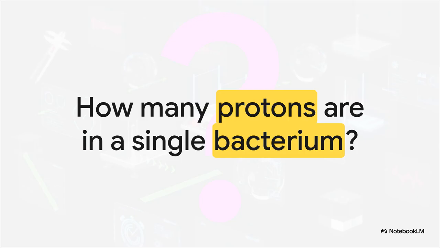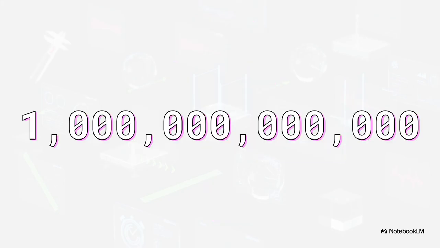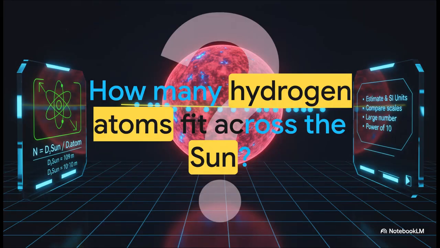A single bacterium, right, has a mass of about 10 to the minus 15 kilograms. And a single proton, one of the building blocks of atoms, has a mass of 10 to the minus 27 kilograms. So the question is, how many of those tiny protons would you need to equal the mass of just one bacterium? Well, the math is actually pretty straightforward. You just divide the bigger mass by the smaller one, and the answer you get is 10 to the power of 12. That's a 1 with 12 zeros after it, 1 trillion. A trillion protons inside one single bacterium. That's just amazing.